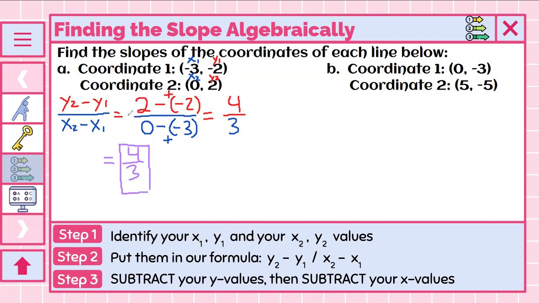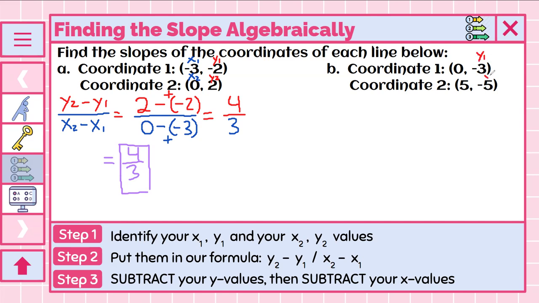Let's do that again, because this is kind of complicated. It's good to have multiple examples. Same formula though. So we're gonna look here. I'll start doing my y1 and y2. Remember, our y values are the second number.